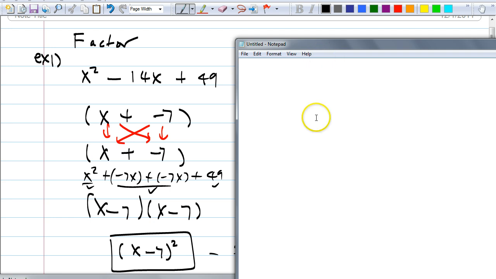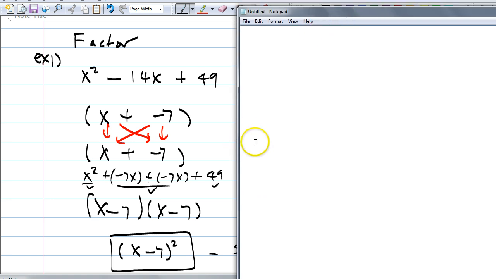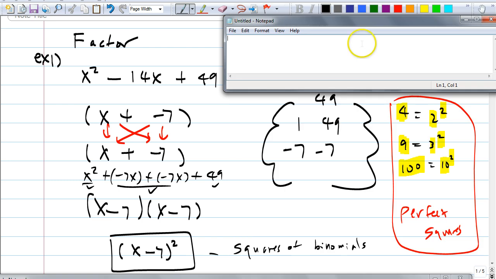So numbers like these, right? 4. Isn't that 2 squared? 9. Isn't that 3 squared? 100. Isn't that 10 squared? These are called perfect squares. You guys remember that? Yeah?